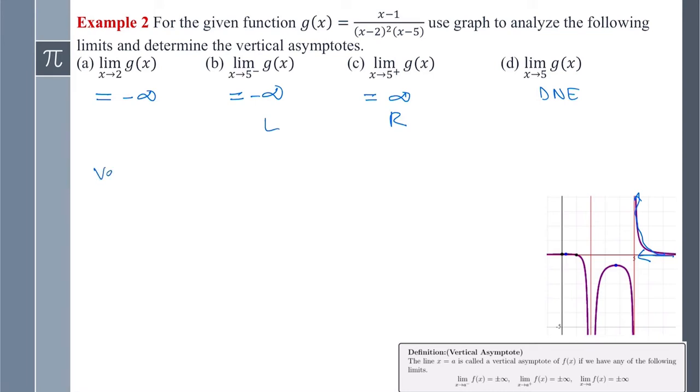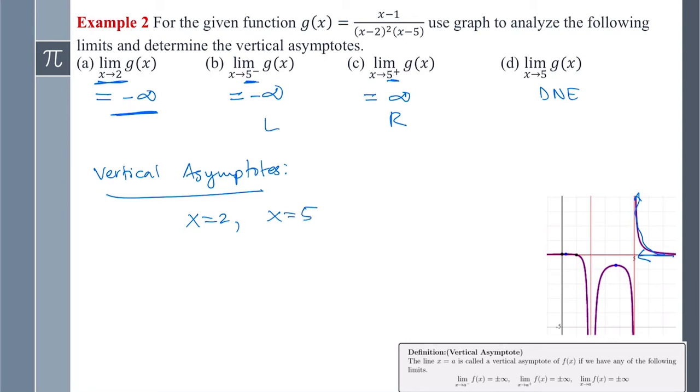Now we need to write the vertical asymptotes for this function. Remember, even if a one-sided limit is infinite, then we can say that x equals a is the vertical asymptote. So here, as x approaches 2, we have negative infinity as the limit. That means x equals 2 is the vertical asymptote. Similarly, as x approaches 5 from the left, we have negative infinity, or as x approaches 5 from the right, we have infinity as the limit. So that means x equals 5 is also a vertical asymptote. So these two are the vertical asymptotes for this function.